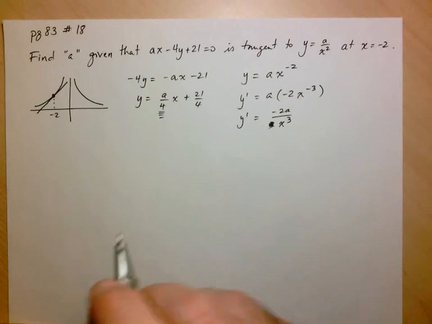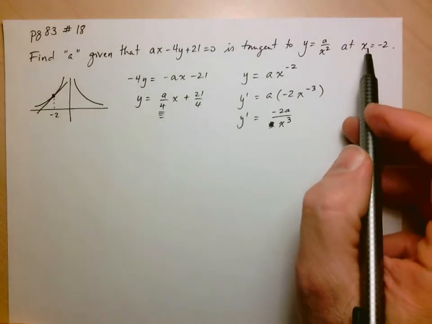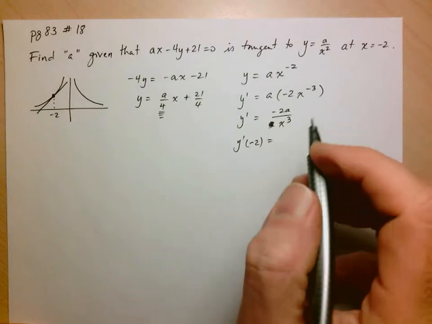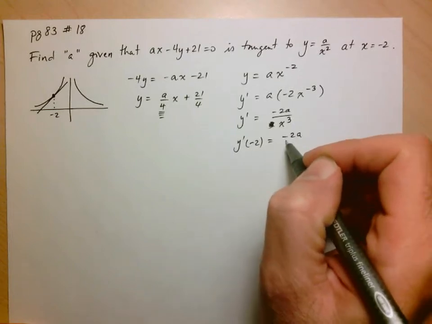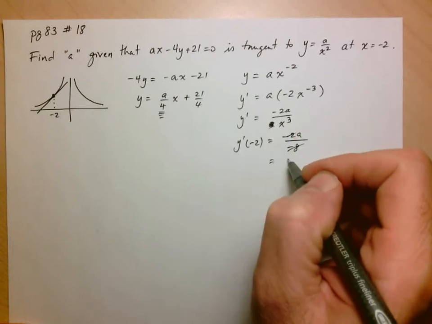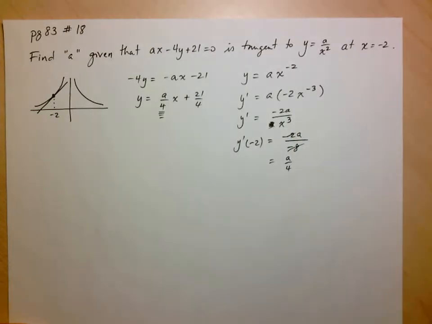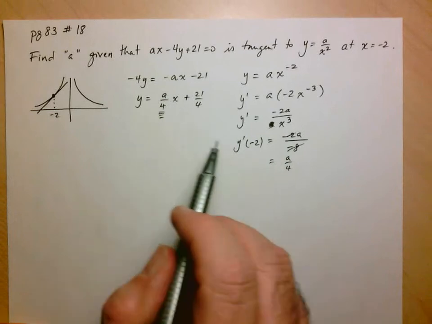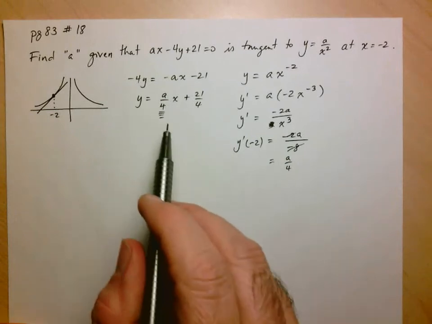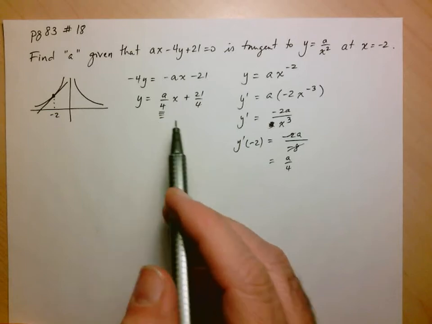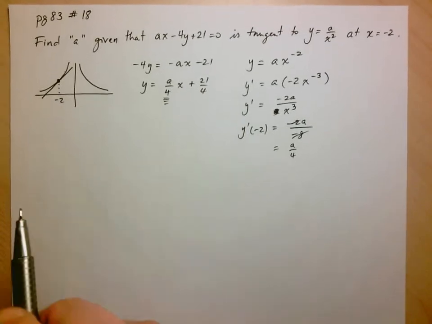Now we're specifically interested in the point x equals negative 2, so we'll find y prime at negative 2, and when we stick that into our equation, we get negative 2a, and negative 2 cubed is negative 8. Simplifying, we just get a over 4. So essentially what we've shown is that the derivative is the same as the one on this line, so it is tangent. While this was a reasonable thing to try, it looks like it's not really helping us determine what a is equal to.